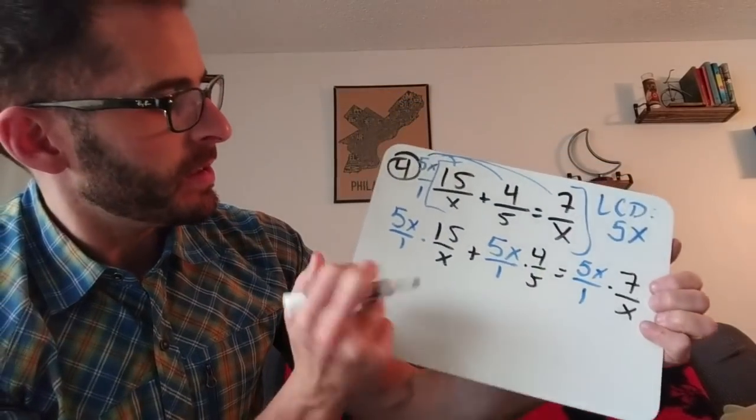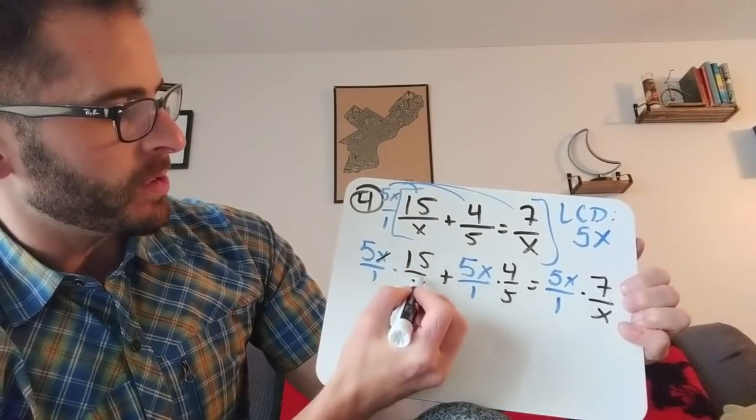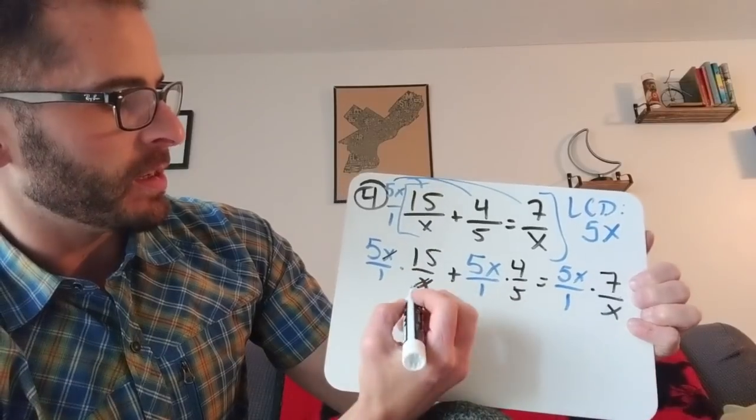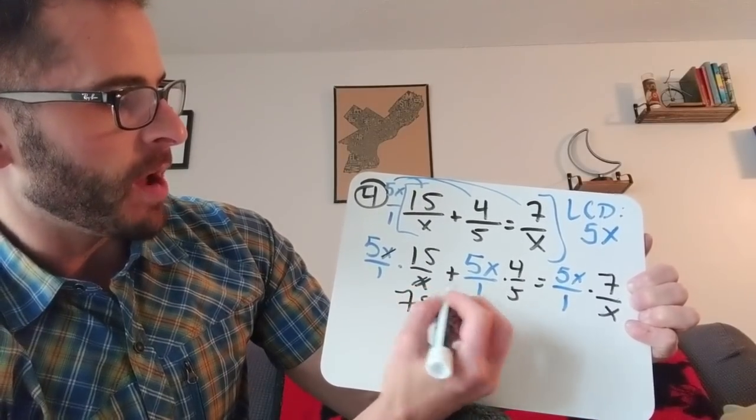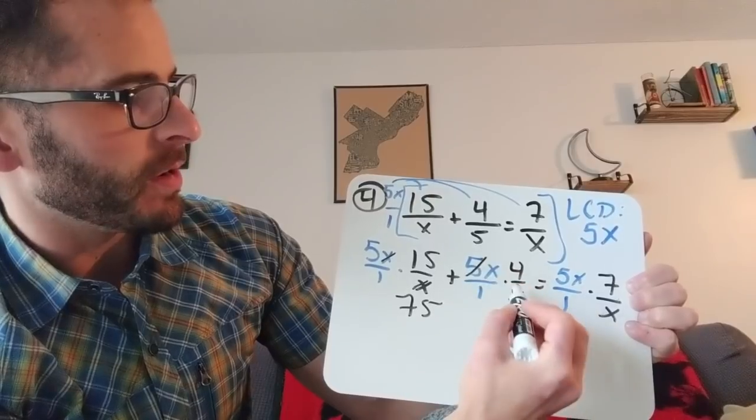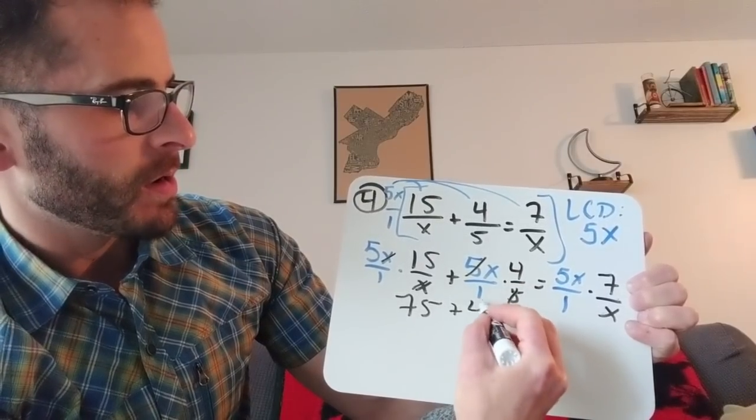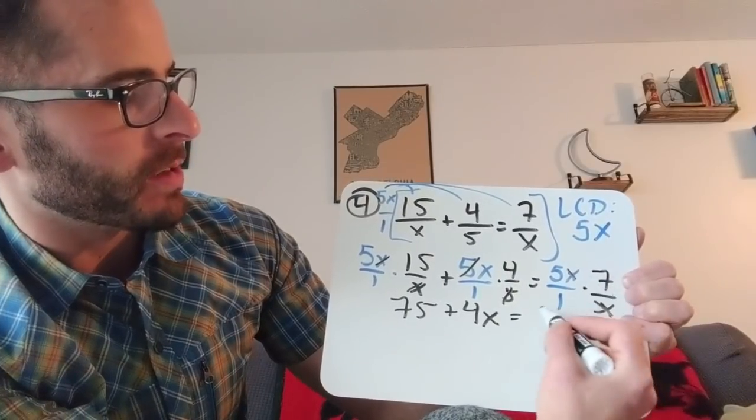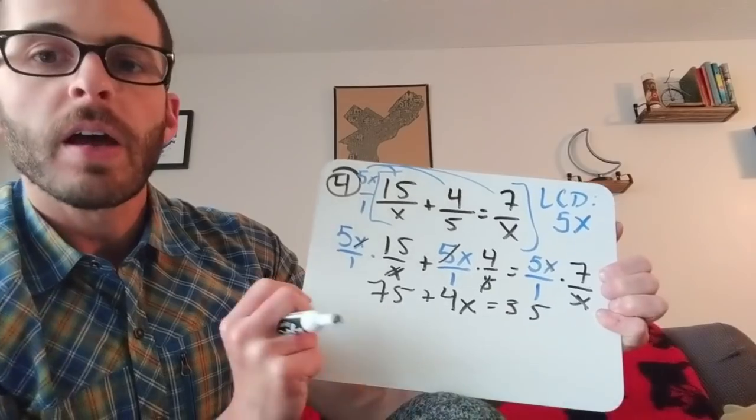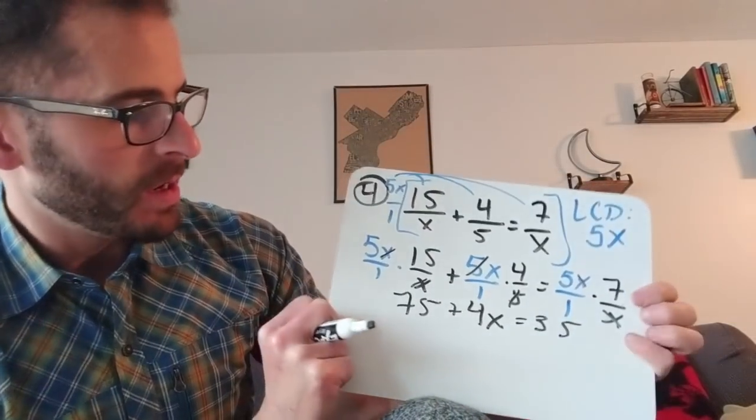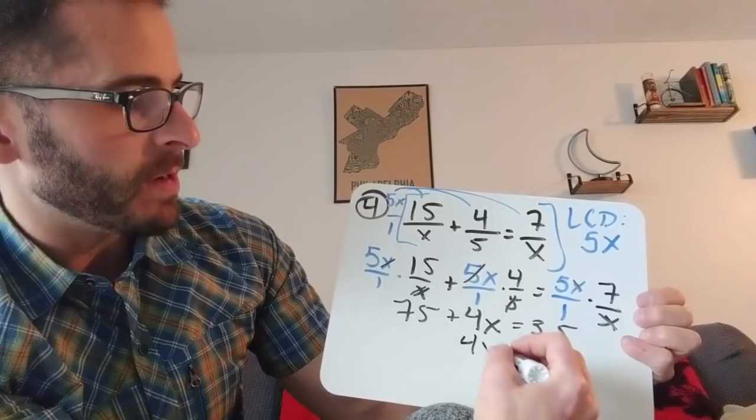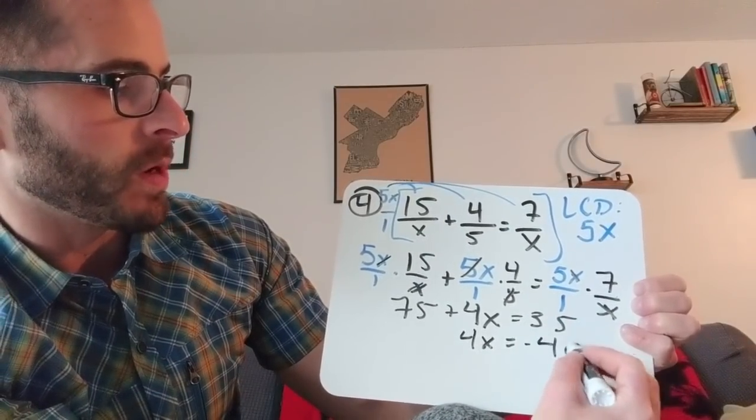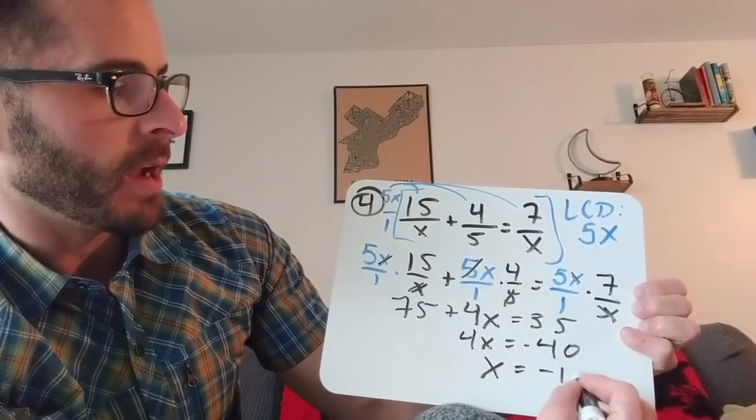Because the great thing is that when I multiply these two, the x's are going to cancel out. And then 5 times 15 is 75. When I multiply these two together, the 5's are going to cancel out, and I get plus 4x. And then when I multiply these two together, the x's cancel out, equals 35. And all I have to do is solve for x. So I'll take away 75 from both sides. So that should be minus 40, and x equals negative 10.